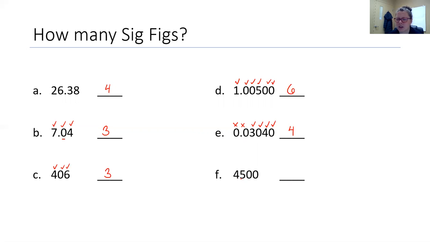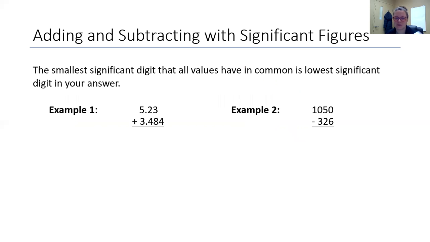And for the very last one, I think I must have liked 4,500 because we used that number again. This one is a 2 sig figs because the 2 zeros at the end do not count for us. All right, so pretty straightforward.